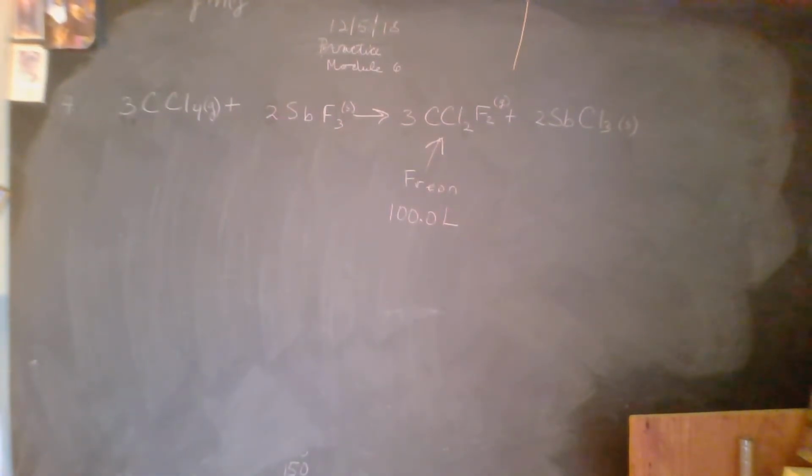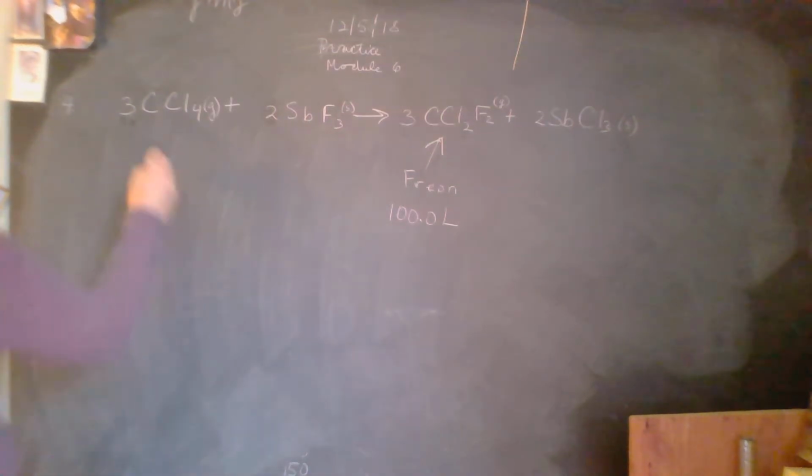Let's read it again to refresh our little brains. Gay-Lussac's law is on page 174. The stoichiometric coefficients in a chemical equation relate the volumes of gases in the equation as well as the number of moles of substances in the equation. So we can use this information to relate the volumes. If we want to make 100.0 liters of Freon, how many liters of carbon tetrachloride?